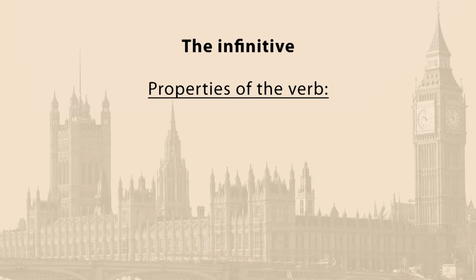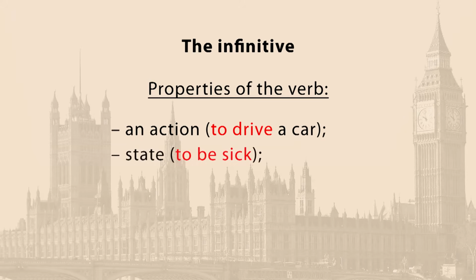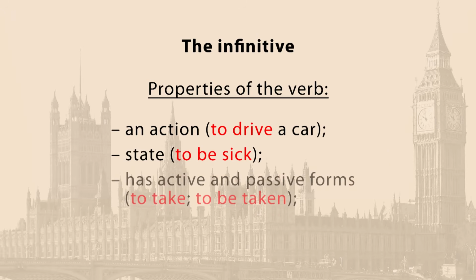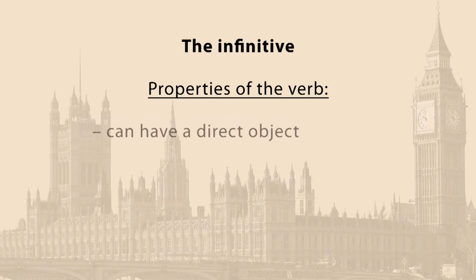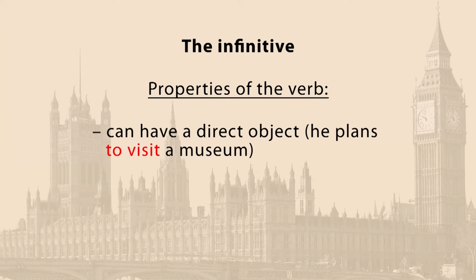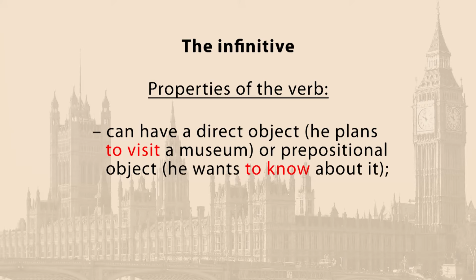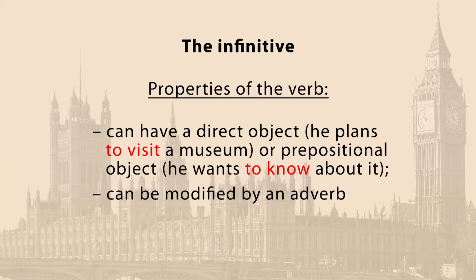The infinitive has some properties of the verb. The infinitive names an action, to drive a car, or state, to be sick. It has active and passive forms, to take, to be taken, and can express time, though in a rather limited way. The infinitive can have a direct object, he plans to visit a museum, or a prepositional object, he wants to know about it, and can be modified by an adverb, he tried to walk slowly.